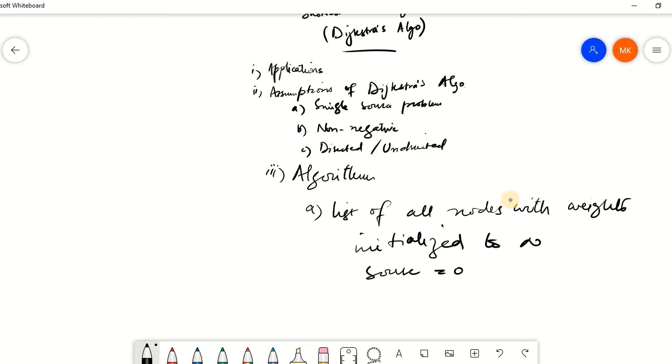So we need to do some initialization in which every node other than the source node is initialized with a cost of infinity, because we currently do not know what the cost is to get to that node, and the cost to the source node is 0. And the second step has to be performed iteratively.